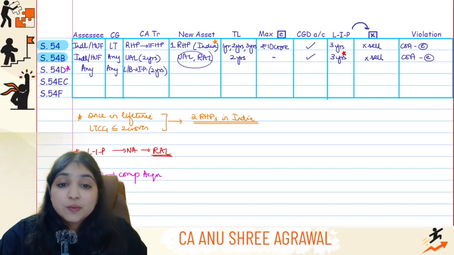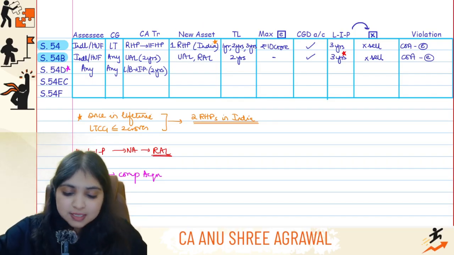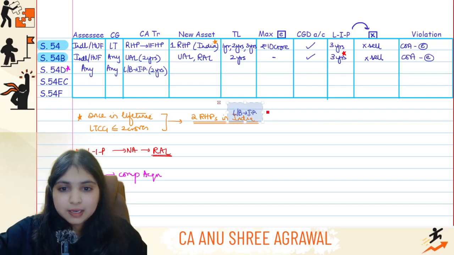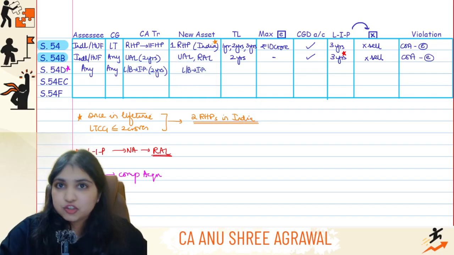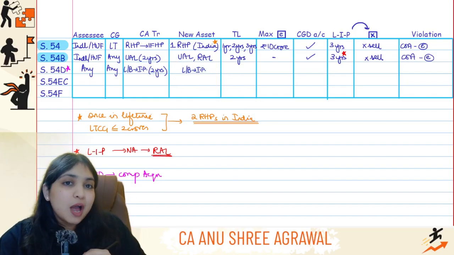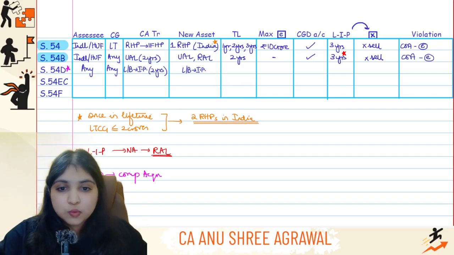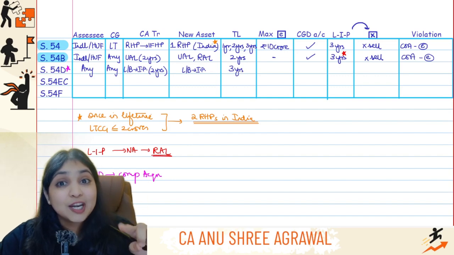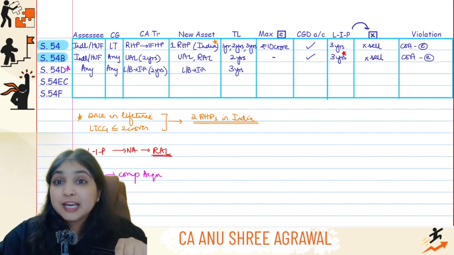Okay. What is the new asset that you are acquiring under 54D? Same thing, you are acquiring another land or building which you are going to be using for industrial purposes. Within how much time are you supposed to acquire this new asset? You're supposed to acquire this new asset within 3 years. But 3 years from the date of when? Not 3 years from the date of transfer, guys.